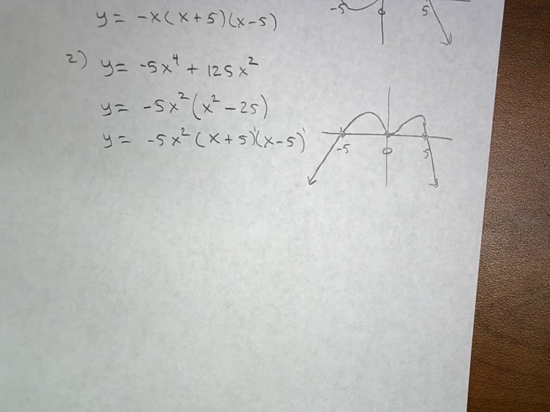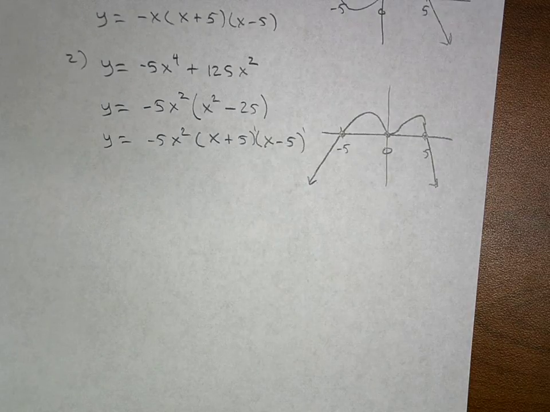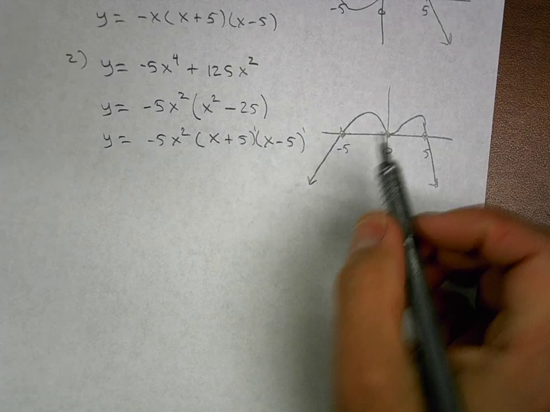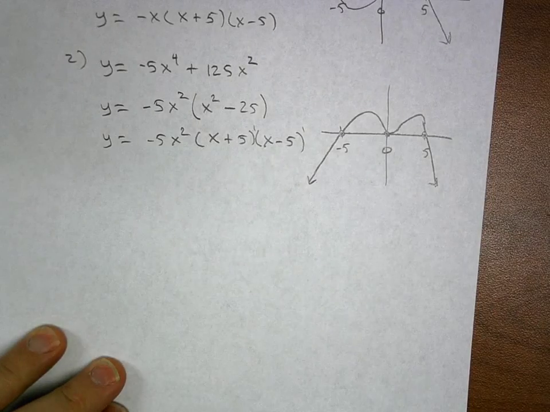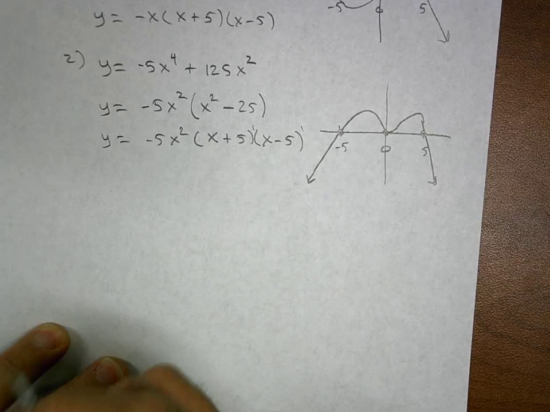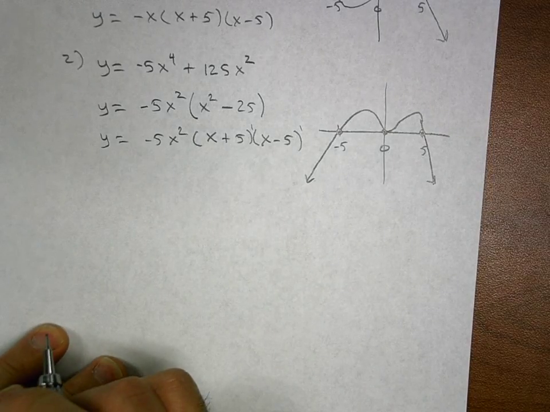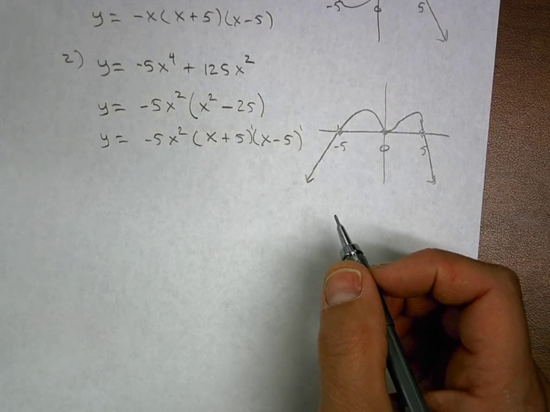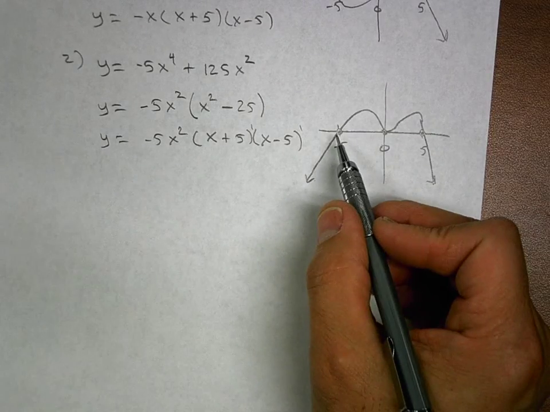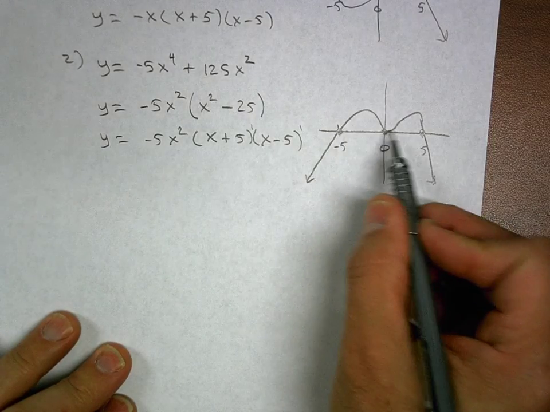How many relative maxes do we have? 2 relative max. How many relative minimums? We have 1 right there. How many distinct x-intercepts? How many different x-axis intercepts do we have? 3. 1 there, 1 there, 1 there.